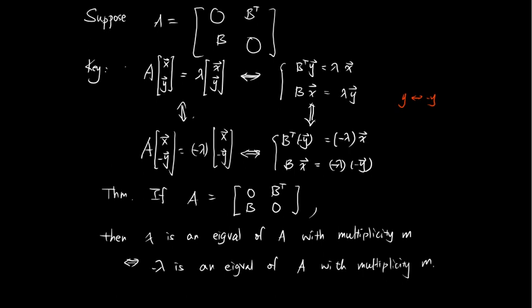Because if you have an eigenvector, you can transform the eigenvector into the other side, and it is a one-to-one correspondence. So it has a nice symmetric structure that lambda and minus lambda always occur simultaneously as eigenvalues, and their multiplicities are going to be the same. So let me give you some examples, and I will just let you know what the eigenvalues are.